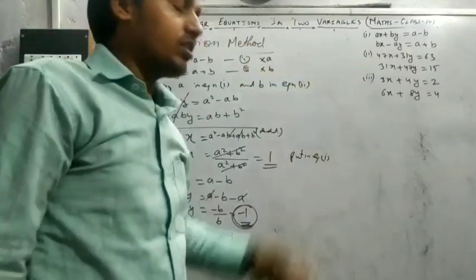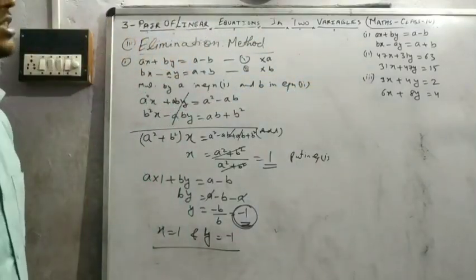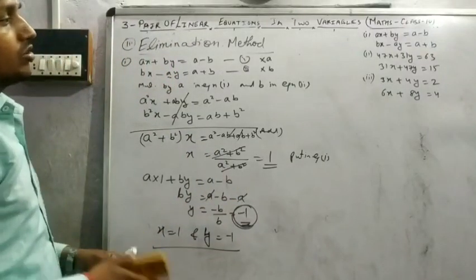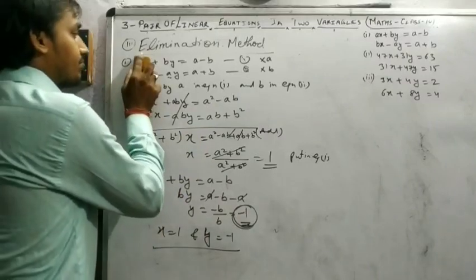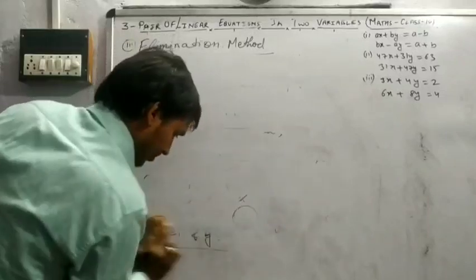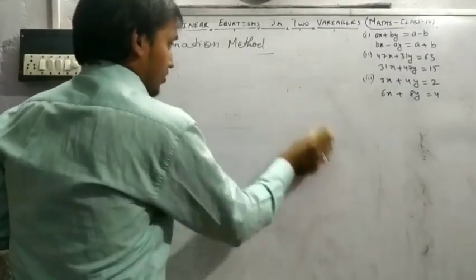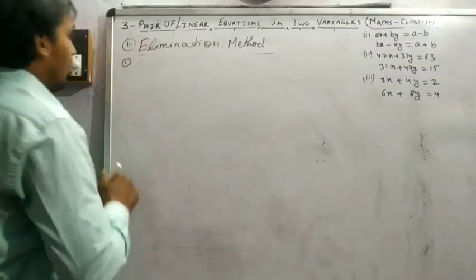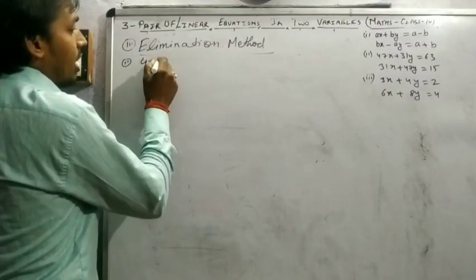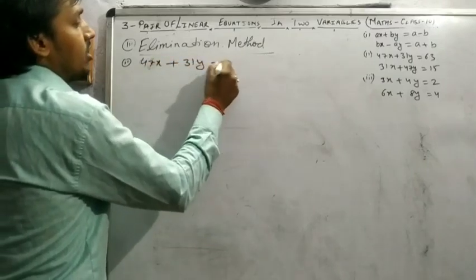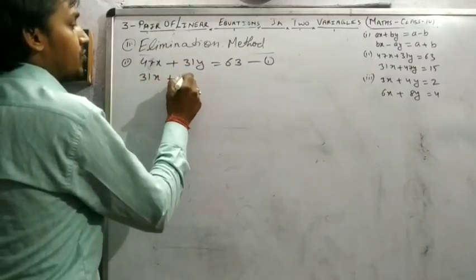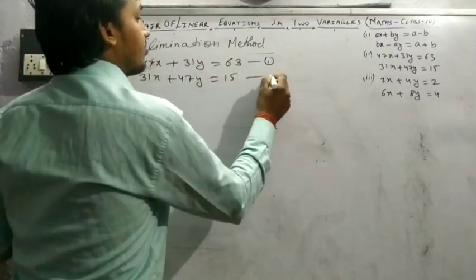It's a very important example because many times these types of examples come in your board examination. So you can note it down by pausing the video. We take the second example: 47x plus 31y is equal to 63, and 31x plus 47y is equal to 15.